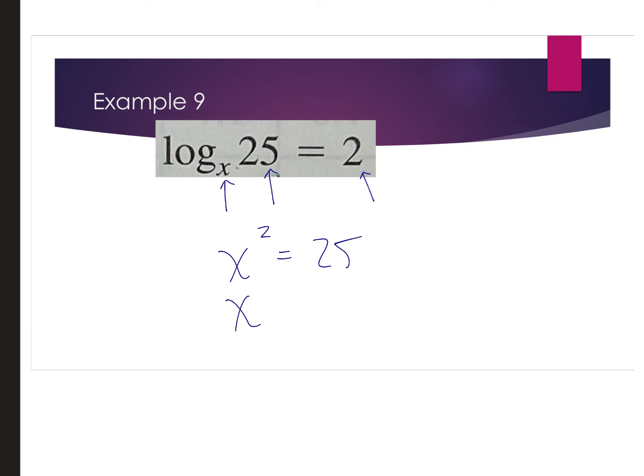That means, check this out. 25 is 5 squared. This is one of those situations where the exponents are equal, which means then that the bases must be equal. x has to equal 5.